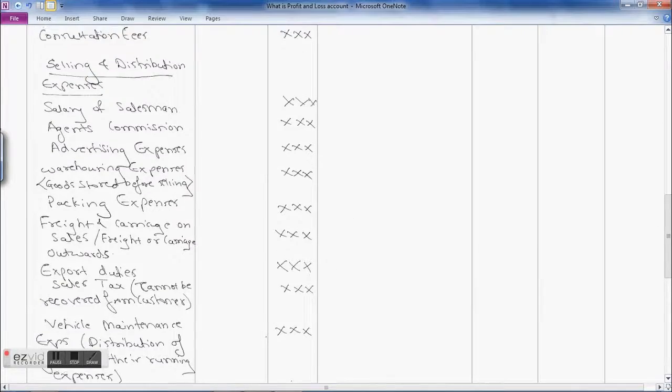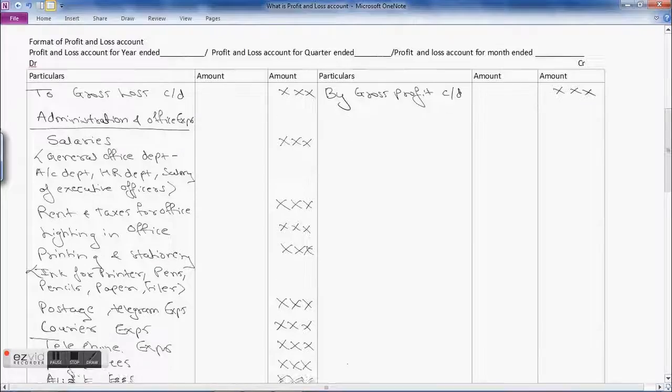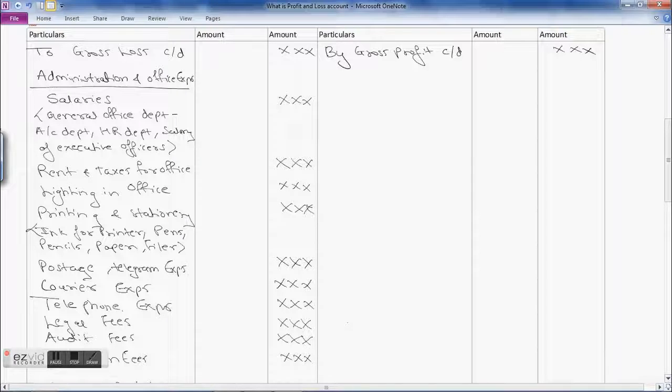Now let's see the credit side of your profit and loss account. The credit side will include all your indirect incomes. Indirect incomes means all the additional income which is not part of your normal course of business. All those incomes will be included on the credit side of your profit and loss account. Now this may include interest received. There may be some interest which is received from the bank, and you will include that interest here.